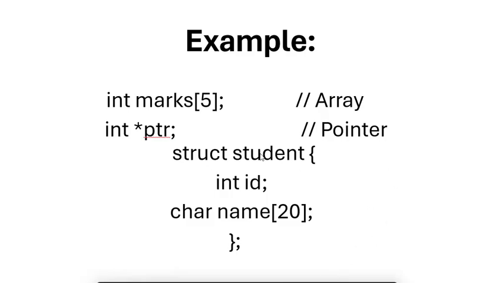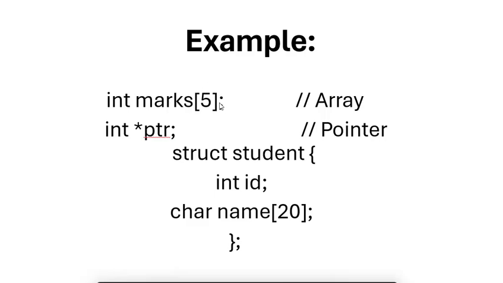Here the struct student { int id; char name[20]; }. It defines a structure named student and it has 2 members. Those are int id and char name[20]. int id is to store the student id and char name[20] is to store the student name, that is a string.